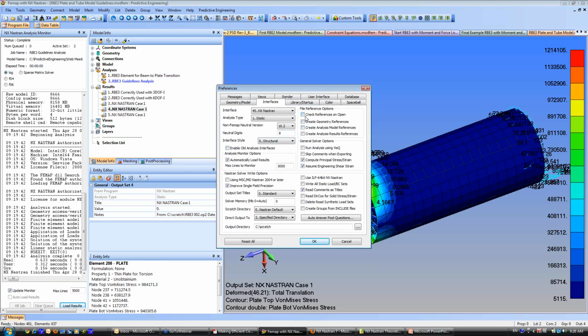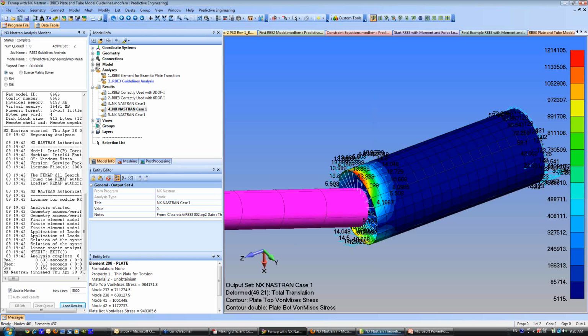File references. And then housekeeping. I like to point all my Nastran files, the F06, all the OP2, everything to scratch directory. It's just housekeeping.